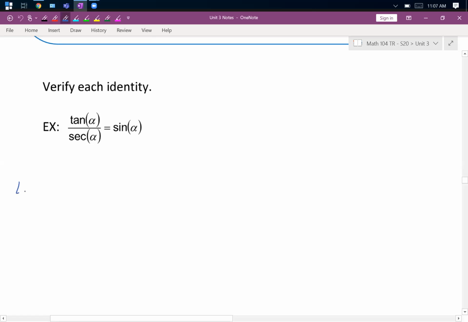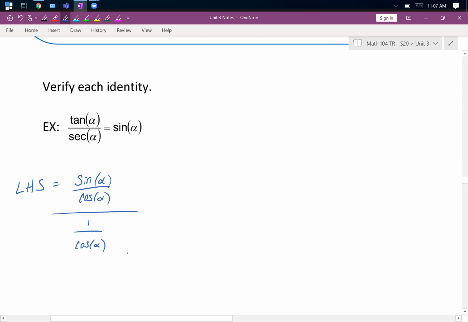Let's begin with the left-hand side, and this is just my abbreviation for left-hand side. You could write out tangent over secant if you wanted to, but left-hand side is usually much shorter than what's actually on the left-hand side. Well, tangent and secant right now, nothing cancels out, but we could rewrite both of those trig functions in terms of sine and cosine. So we'll do that. Tangent is sine over cosine. And then secant is 1 over cosine.